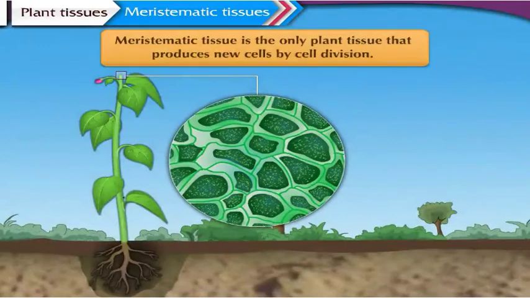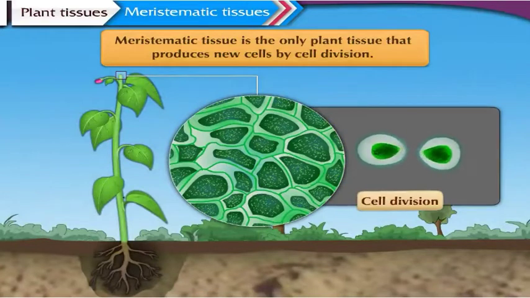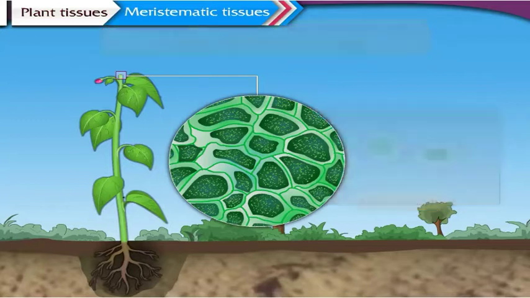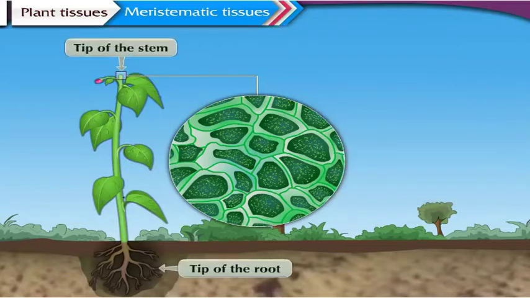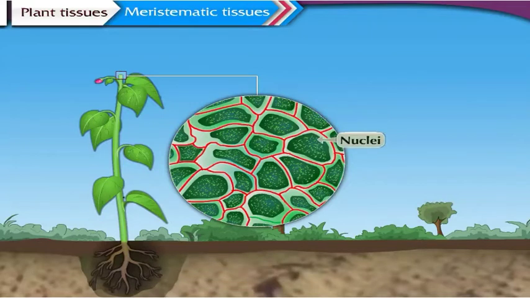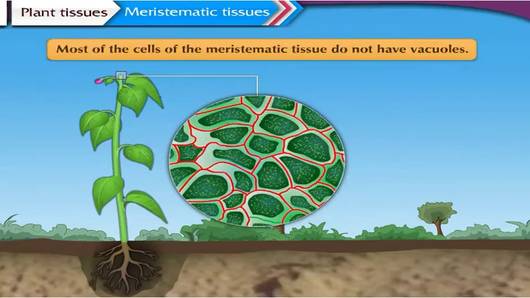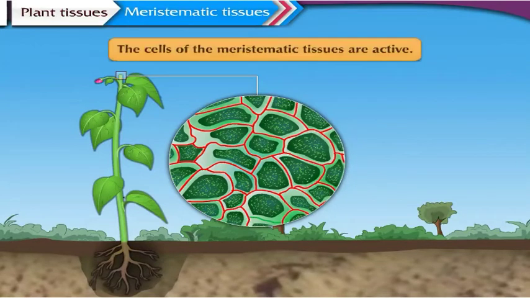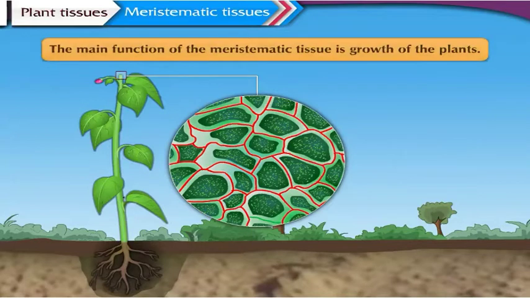Meristematic tissues. Meristematic tissue is the only plant tissue that produces new cells by cell division. The meristematic tissue are present at specific areas and thus growth is restricted at those areas. The cells of this tissue have prominent nuclei, dense protoplasm, that is, cytoplasm. The cell walls are thin and arranged in a closely packed structure. Most of the cells do not have vacuoles. The cells of these tissues are active. The main function of the meristematic tissue is growth of the plants.